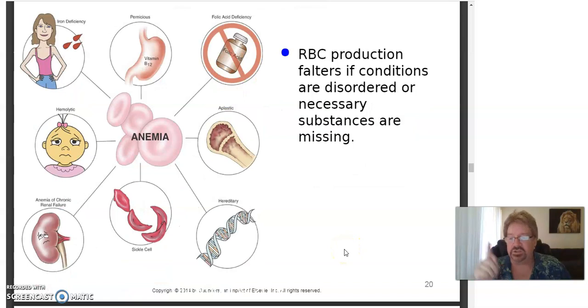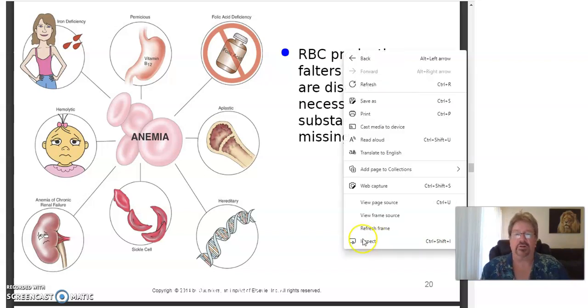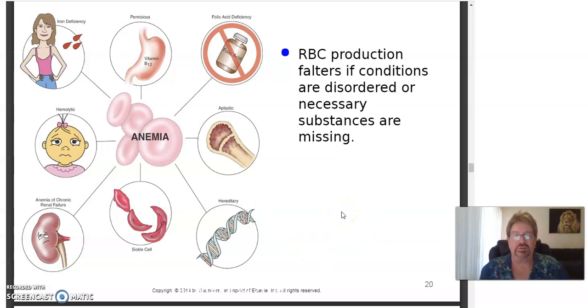So anemia is not just a lack of red blood cells; it's also a lack of functioning red blood cells that have enough hemoglobin and iron in them. You can have normal amounts of red blood cells, but if they have insufficient hemoglobin or iron, then they still can't do the job. Example, that's iron deficiency or pernicious anemia.